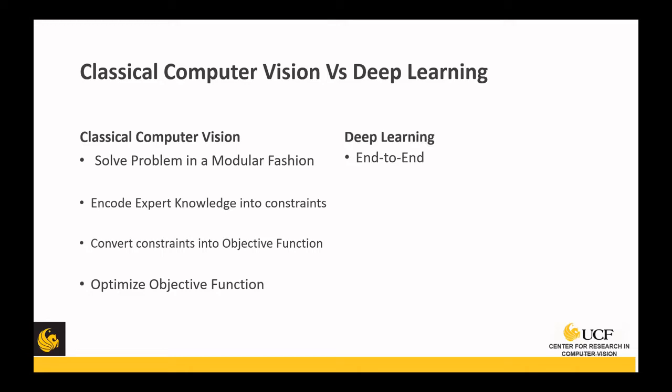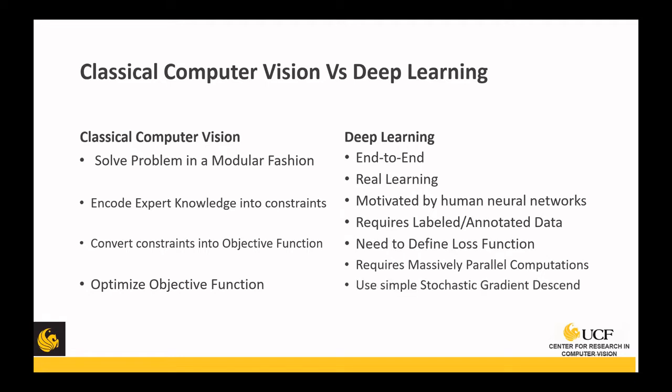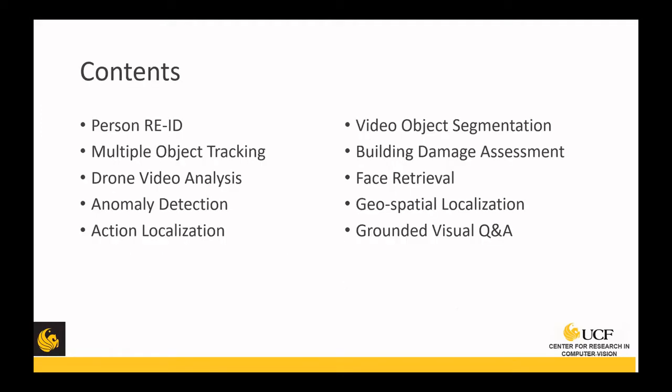Now with deep learning, it's very different. It's end-to-end, so it's not necessarily modular, and there's real learning. Of course, it's motivated by human neural networks, and it requires labeled data and the need to define a loss function. It requires massively parallel computation and uses simple stochastic gradient descent. We use very sophisticated optimization methods. Excellent results.